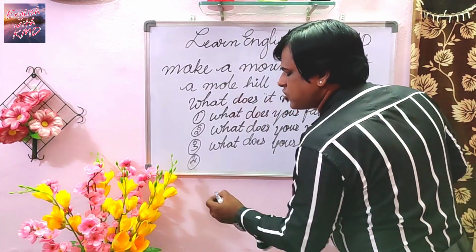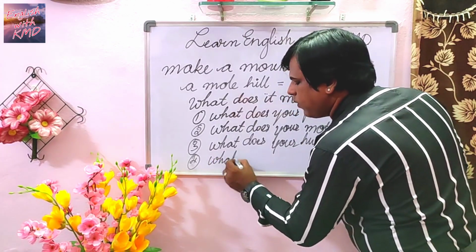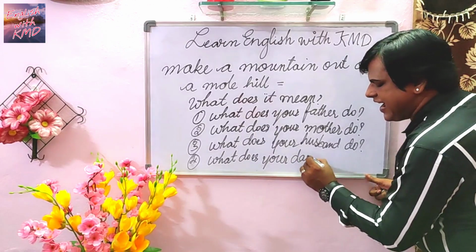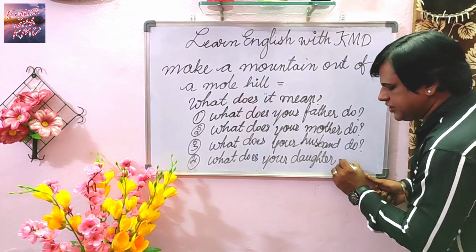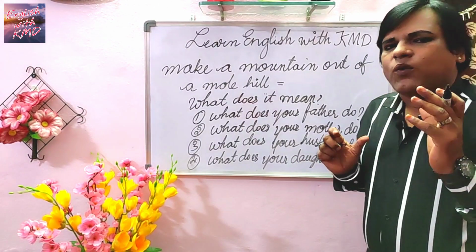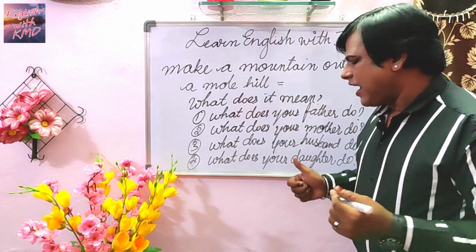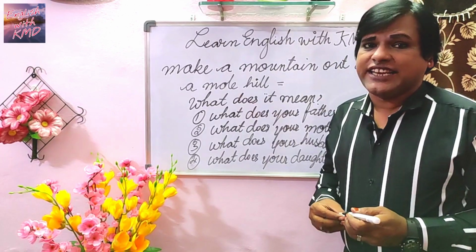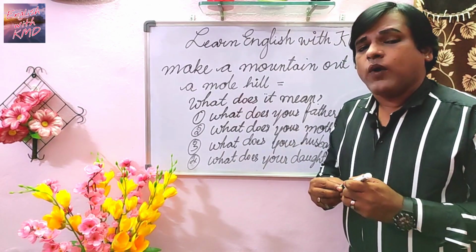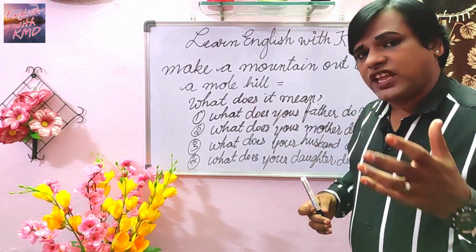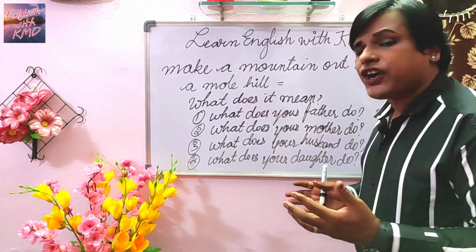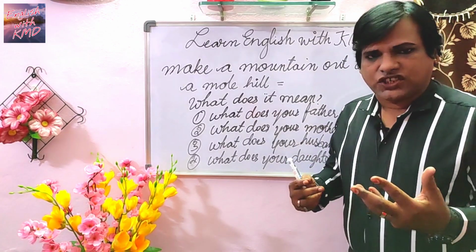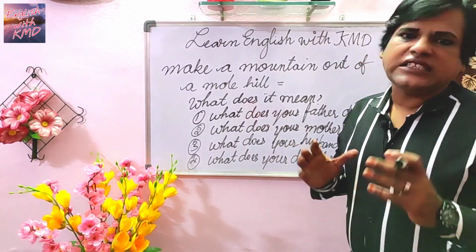Last but not least, talking about question number four. What does your daughter do? I'm talking about third person singular, so I'm using does in it. Hope the things are clear. When you get the chance to talk about third person singular like daughter or husband or wife or father, you're supposed to go with does.